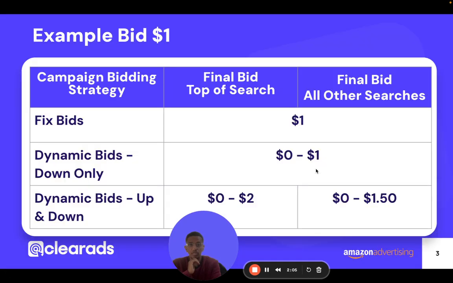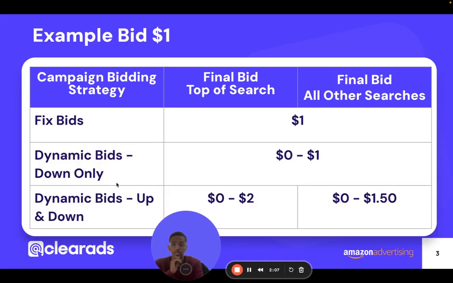Just to give you a practical example, if you went down the fixed bid approach, you would be paying $1 for top of search and all other searches. On dynamic bids down only, you'll be paying $0 to $1, depending on how likely Amazon thinks it's going to turn into a sale. And if you've got up and down, you're likely to be paying up to 100% higher for top of search and 50% higher for the other placements, which we're going to go into in a second.